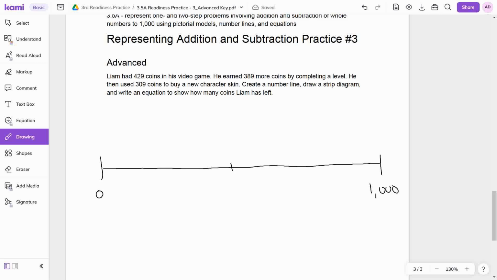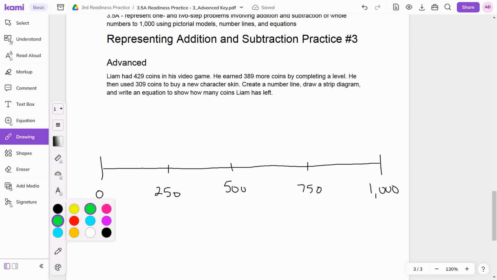So that's going to be 500. And if I cut each of those in half, that's going to give me 250 and 750. All right. So Liam had 429 coins. So let's start there. Maybe that's going to be right around here. 429. Start. He earned 389 more. Okay, so he's going to earn 389 more. Let's add that up here.